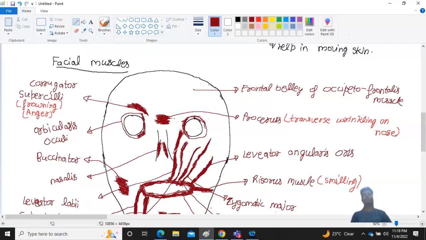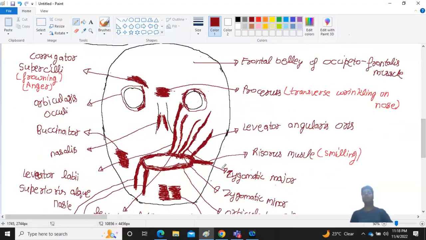These help in both lifting the lip and nose. Another is the muscle levator labii superioris, lifting the lip. Then these are the zygomatic minor and zygomatic major, which help in elevating the angle of the lip. This is called levator anguli oris. Then this helps in lengthening of the lip, which is basically the smiling action, risorius.